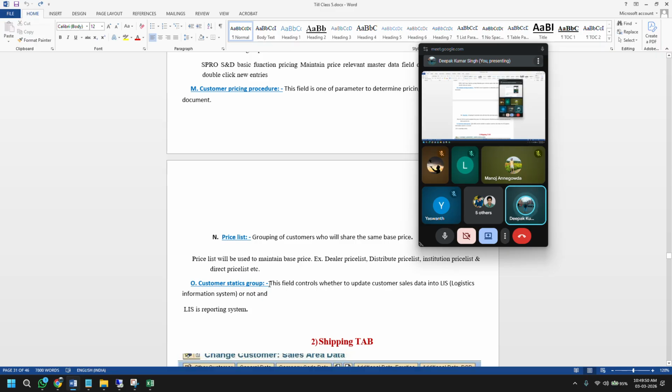These all fields, I would say, just remember the definition. Customer statistics group: this controls whether to update the customer sales data into LIS. LIS is another functionality in SAP. Whenever you create anything, let's say an order, delivery, or invoice, the system updates some sort of reporting that we call LIS. As I said, I've seen very rare companies using this LIS feature. But if someone asks you what is the function of this customer statistics group, then you need to tell them that this field controls whether to update that customer sales data into LIS or not.